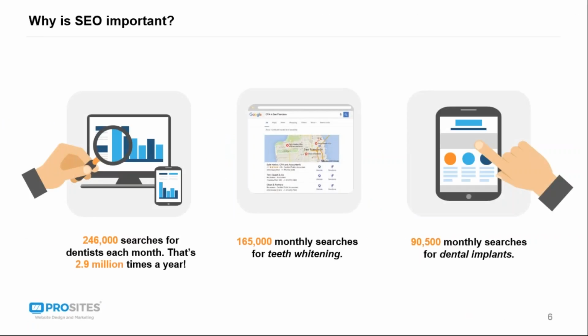Okay, and in terms of dentists, well, there are over 200,000 searches for dentists each month. That's almost 3 million times a year. There's over 160,000 monthly searches for teeth whitening and a little over 90,000 monthly searches for dental implants. So really, by not doing SEO, you're not taking advantage of those that are looking, and there is volume there.